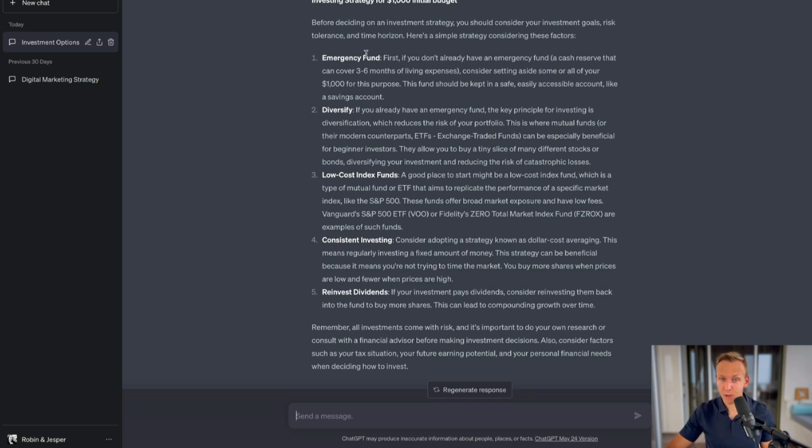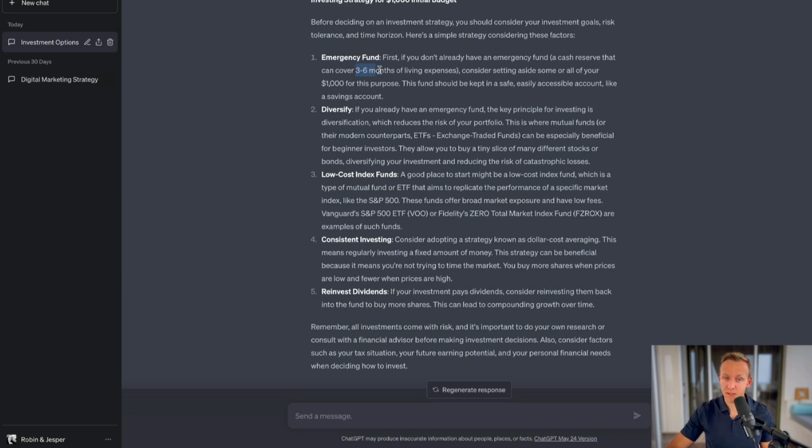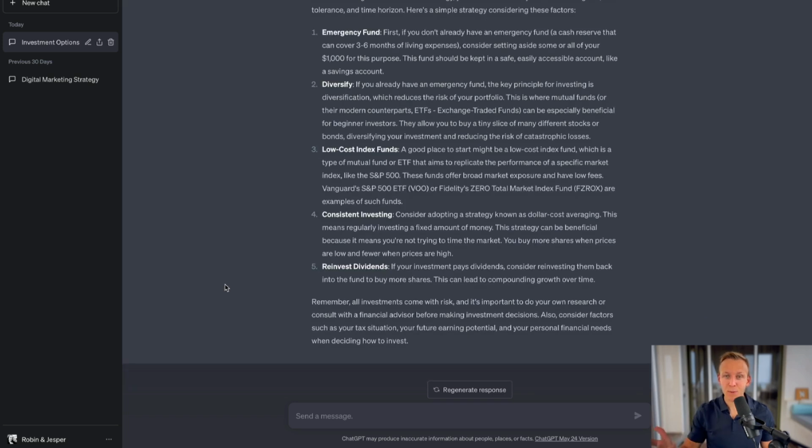We have an emergency fund that should cover at least 3 to 6 months. You should diversify your money. You could use low-cost index funds, which is really clever for beginners, because not only are they going to be low cost, they're going to be low risk as well. Index funds are almost always low risk. You should be consistent with your investing and you should be reinvesting dividends. So reading this, in my opinion, this is really, really sound advice.